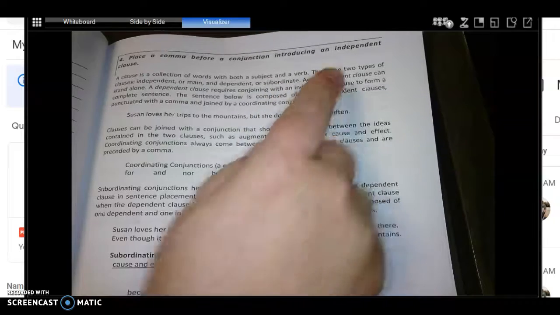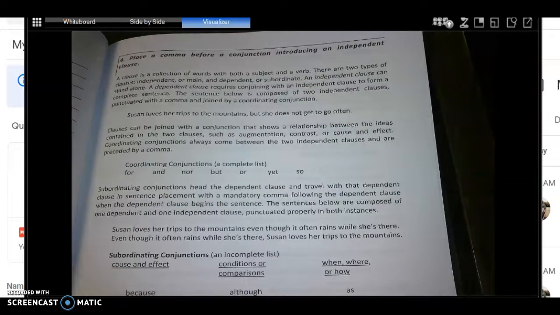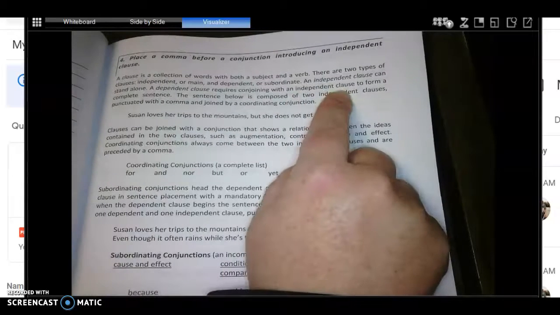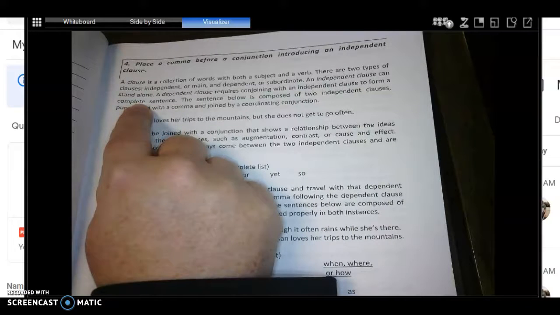Okay, an independent clause can stand alone and be a complete sentence, and then a dependent clause, however, can't stand alone, or it creates a fragment. So it has to be joined to an independent clause in order to form a complete sentence. Okay? And if you have your book, it would be great to go ahead and underline some of those key facts about what makes an independent clause and what makes a dependent or subordinate clause.